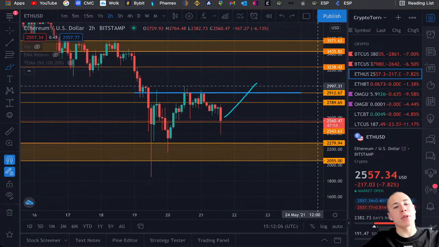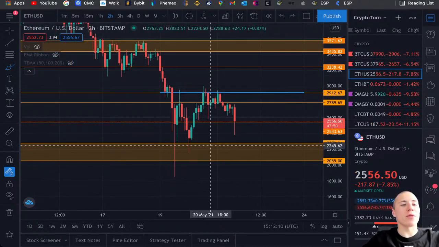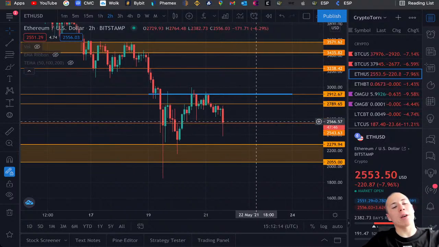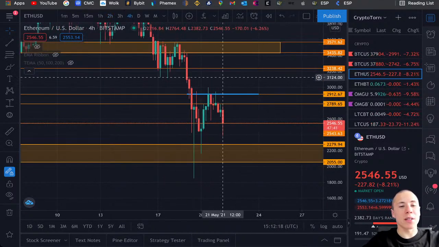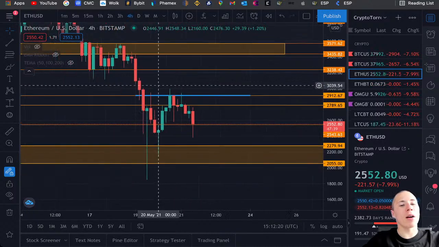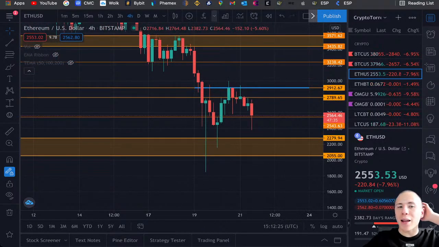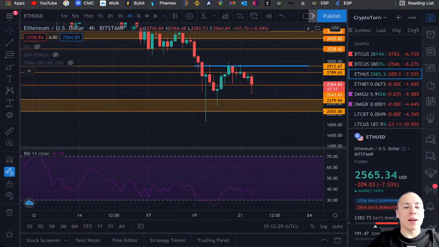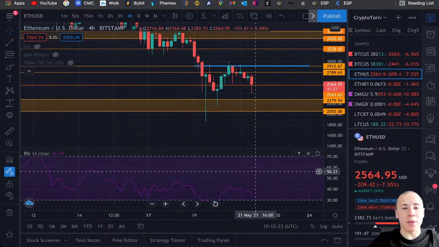So that's what I'm personally waiting for Ethereum to confirm this trend reversal pattern that we are currently seeing right now on the 2-hourly time frame. But I will be switching back towards the 4-hourly time frame, because there we are actually seeing the same pattern playing itself out, and I will be enabling the RSI to show you if we are seeing a possible momentum towards the upside being created.